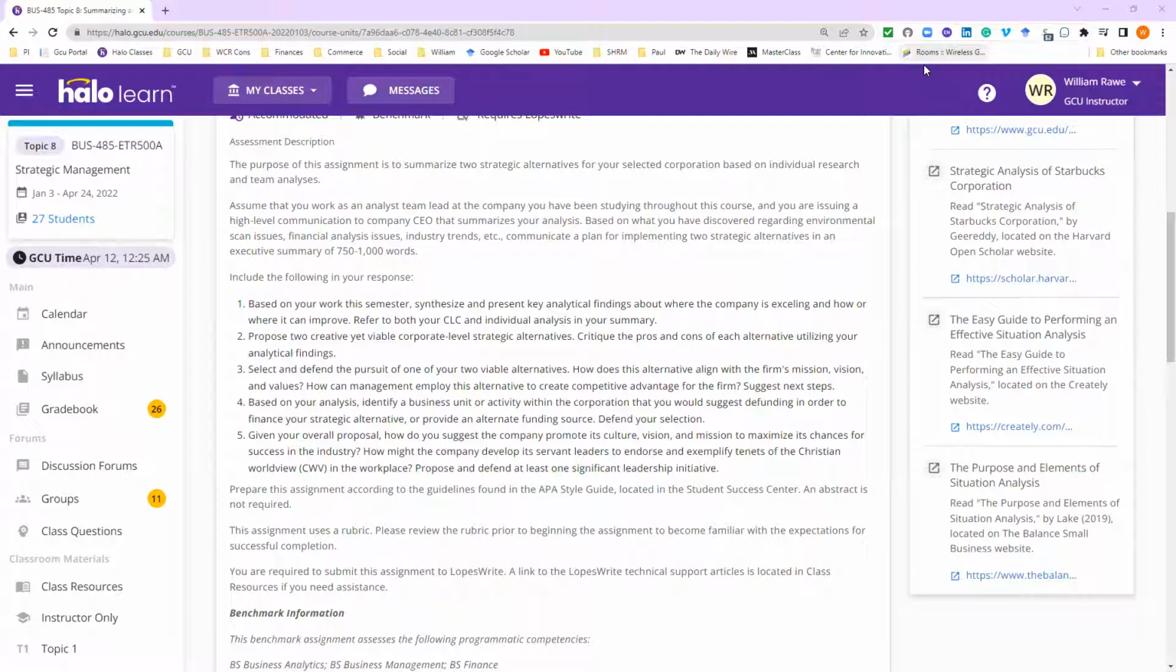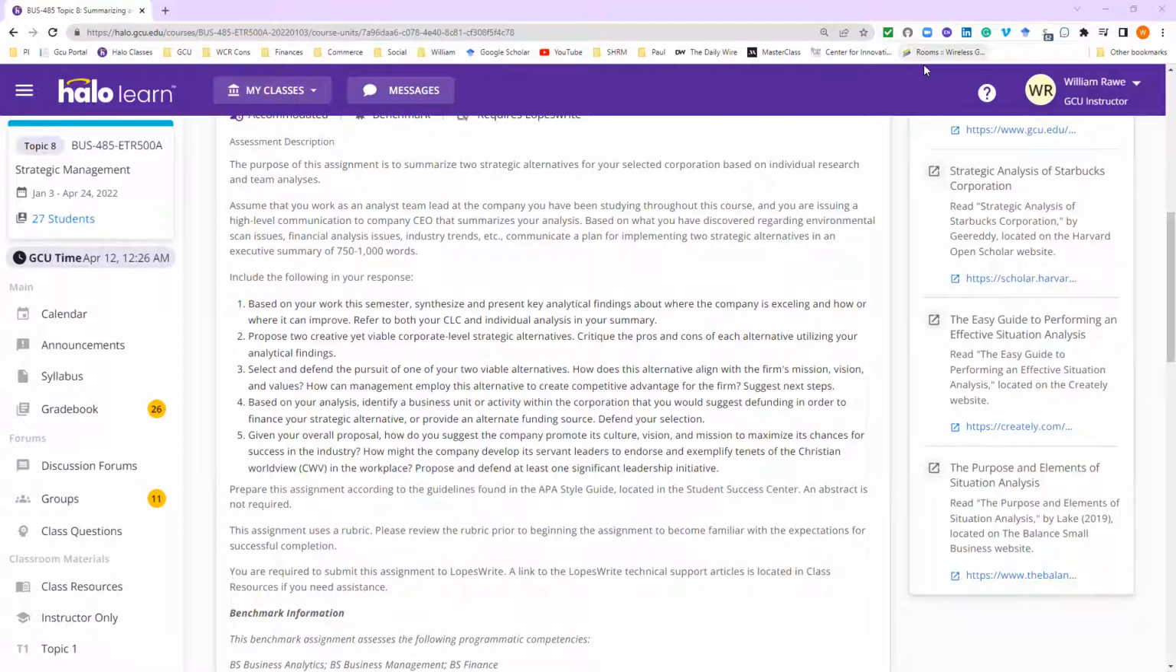Number 2, propose 2 creative yet viable corporate level strategic alternatives. In number 2, this is where you discuss 2 separate strategic alternatives. Look at the pros and cons. So the advantages and the disadvantages, the advantages and the risks of each alternative using your previous findings.